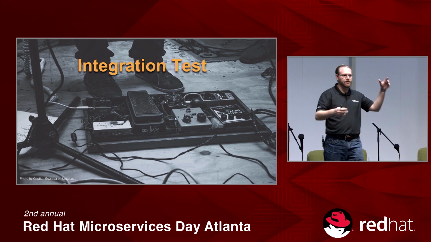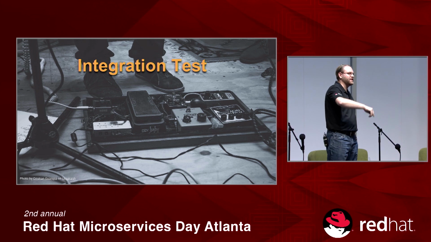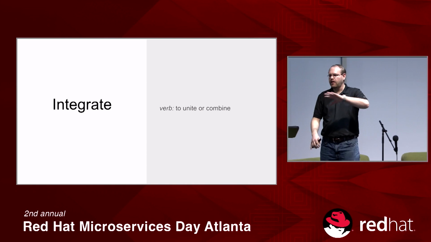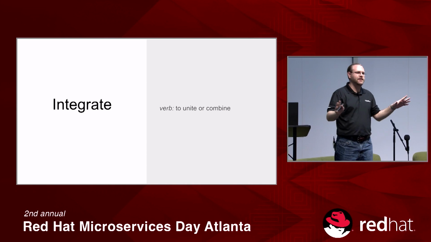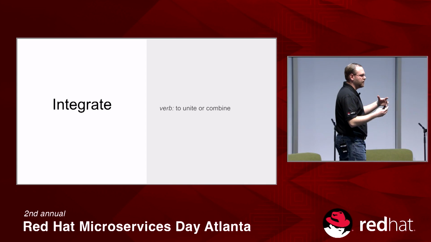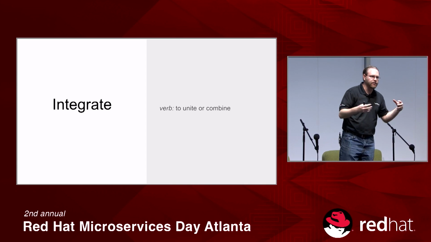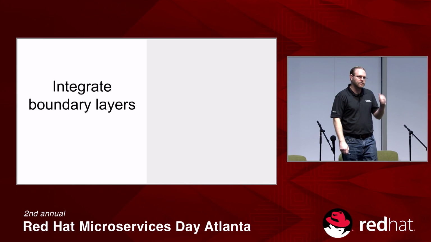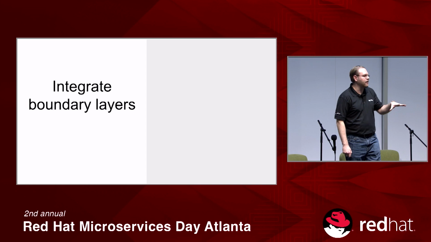Right. So you've got module A talking to module B talking to module C. That's right. Hey, we got this right. All right. So we're all on the same page. Integrate basically means to unite or to combine things. Like you said, we've got modules 1 through 5 talking to each other, and we're going to test to make sure those all work. In a microservices architecture, it's all about integrating boundary layers.